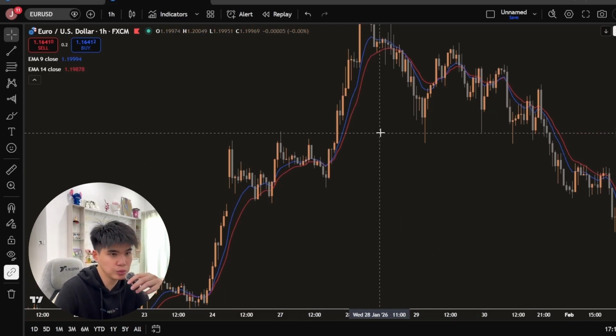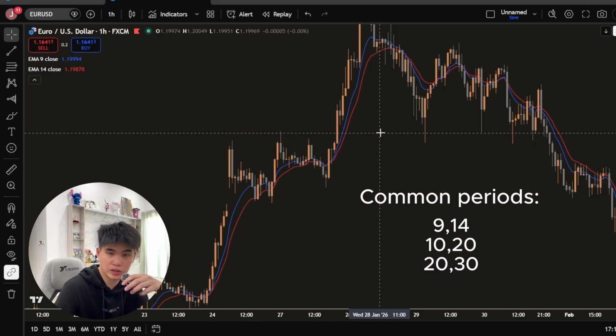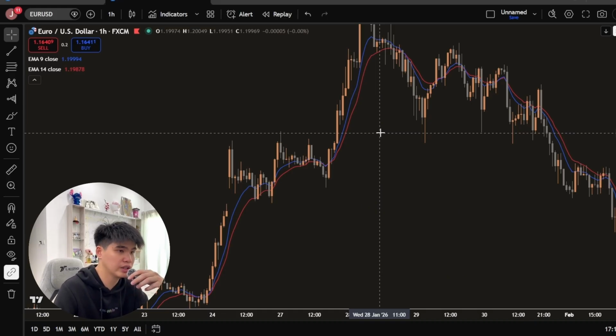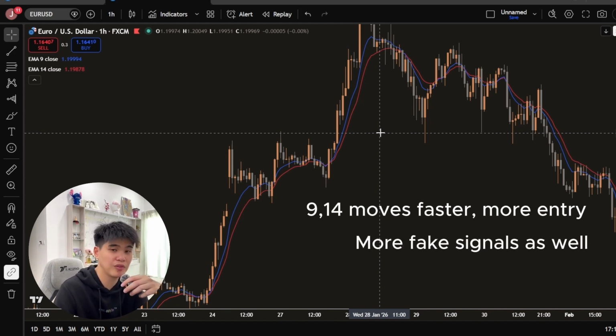So there are a few ways that you can set your moving average periods. There's 9 and 14, there's 10 and 20, or even 20 and 30, right? Each of them works fine. It really depends on which one you prefer. I choose 9 and 14 mainly because they both move slightly faster, so there are a bit more entries for you to search for, but at the same time it comes with more fake signals.